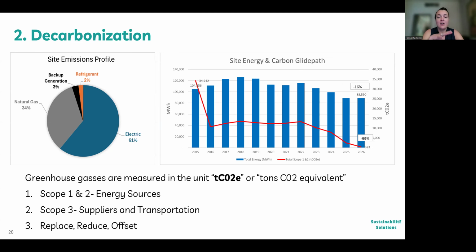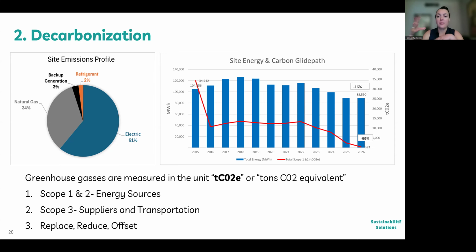Now, greenhouse gases are measured in the unit TCO2e, which stands for tons carbon dioxide equivalent. You may be noticing I've been saying greenhouse gas footprint rather than carbon footprint. That's actually a slight annoyance of mine, because carbon dioxide isn't the only greenhouse gas. Of course, we also have methane, nitrous oxide, and other manufactured greenhouse gases like perfluorocarbons, for example. All of those energy sources, refrigerants, all of that added together is what's going to give you your aggregate greenhouse gas footprint for your business.